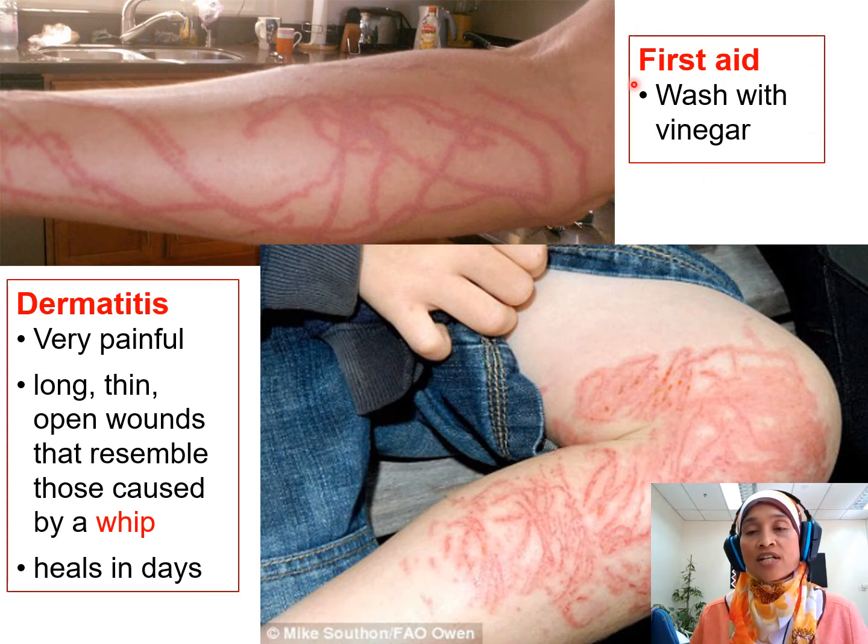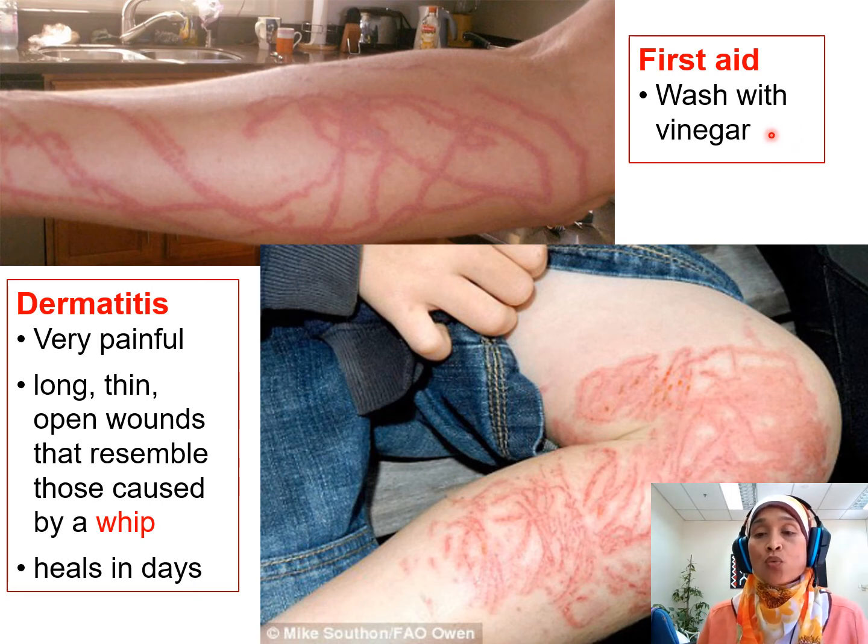The basic first aid for a man who is being exposed to the poison of the jellyfish is to wash the area with vinegar. Vinegar is said to neutralize or to deactivate the toxins from the jellyfish.